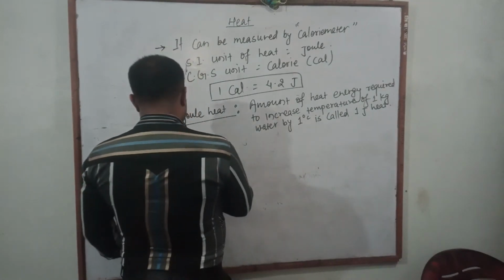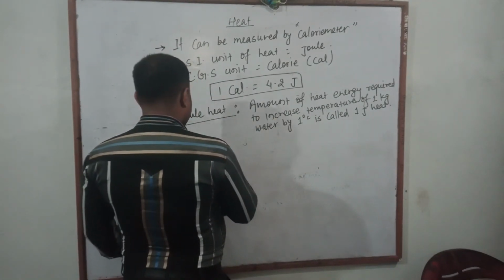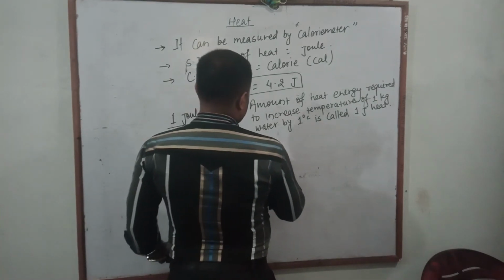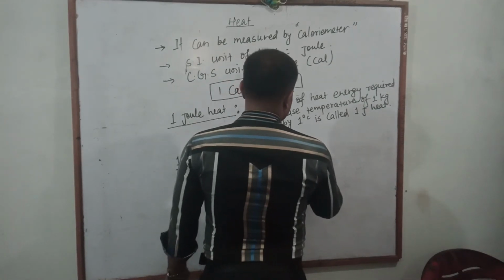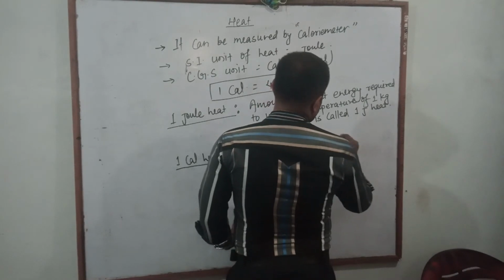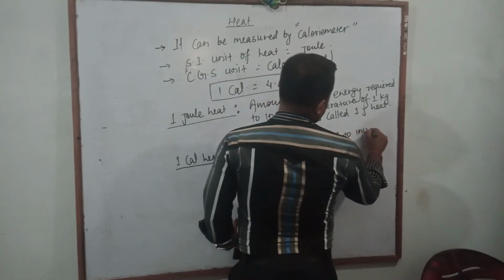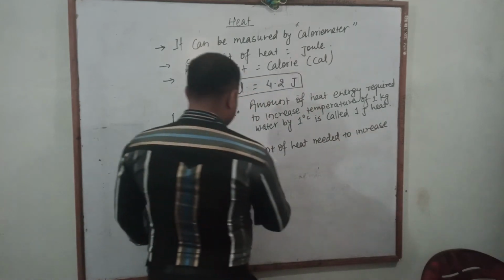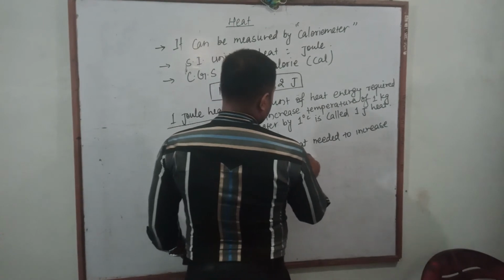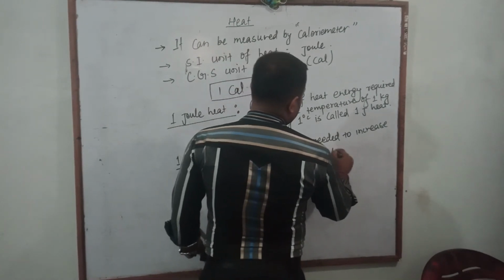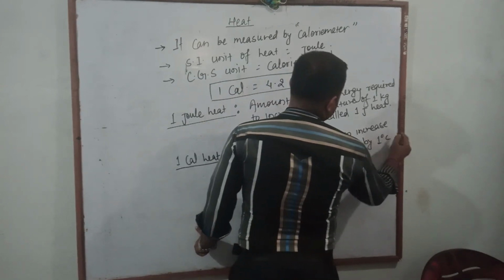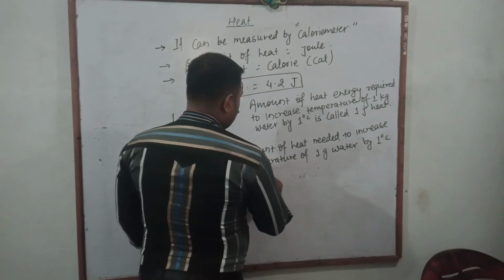And what is 1 calorie of heat? The 1 calorie of heat can be defined as the amount of heat needed to increase the temperature of 1 gram of water by 1 degree Celsius is called 1 calorie of heat.